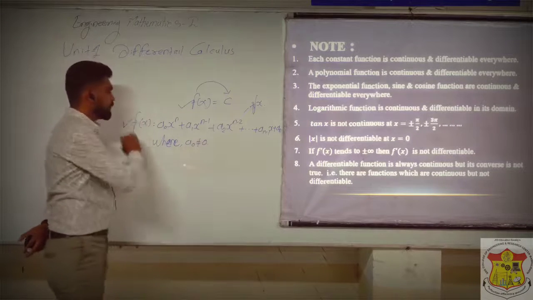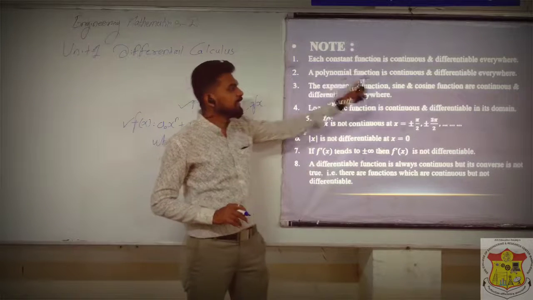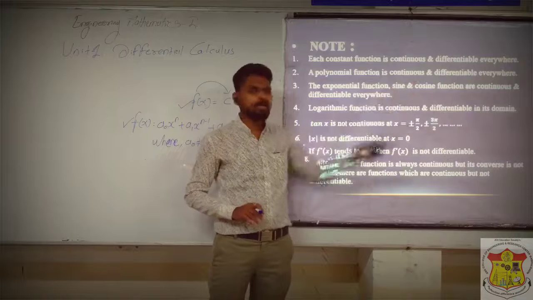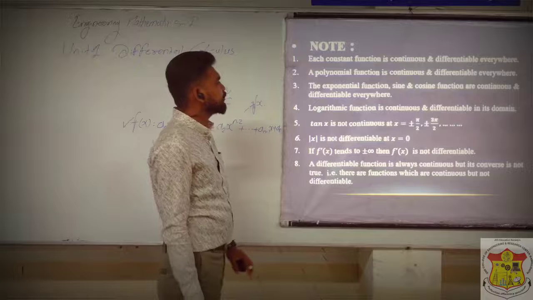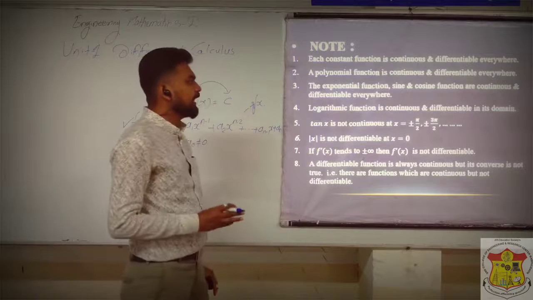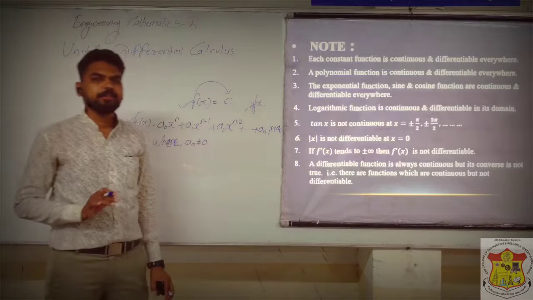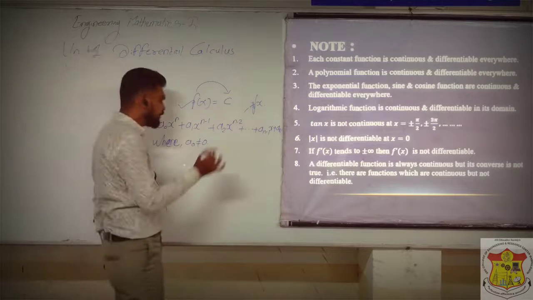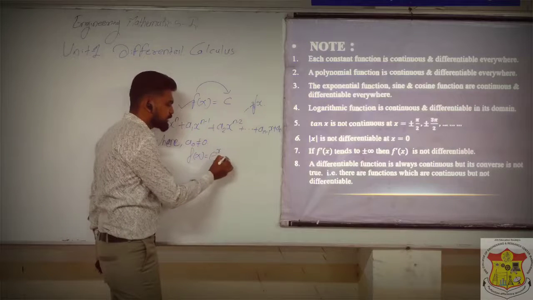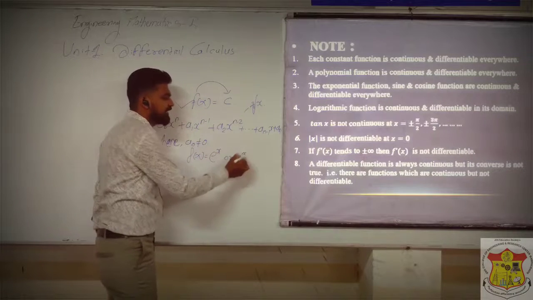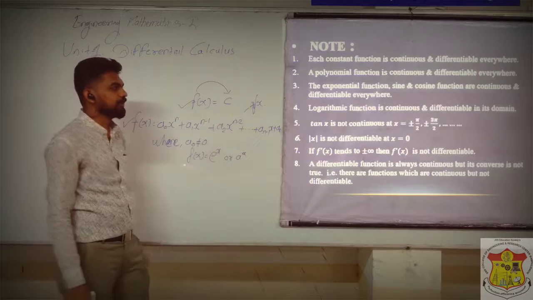So which is a polynomial function. A polynomial function is continuous and differentiable everywhere. Third, the exponential function, sine and cosine function are also continuous and differentiable everywhere. Exponential function is a function of the type e raised to x or a raised to x. Such a type of function is said to be an exponential function.